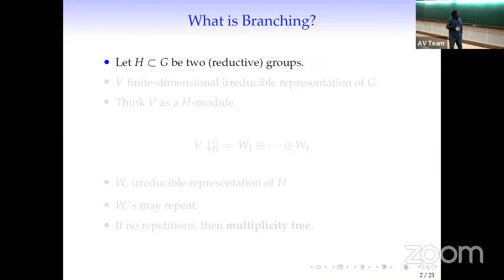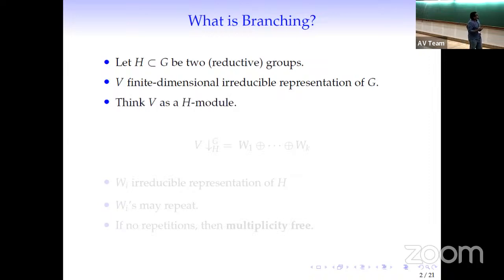Okay, so before branching, this is restriction. Sometimes it's called branching rules. We know restriction and induction from our early age. You take two groups, H and G. G is the bigger group, H is the smaller group, and we want to restrict a representation from the bigger group to the smaller group. We will consider finite dimensional irreducible representations, and we think of V as an H-module for the smaller subgroup.